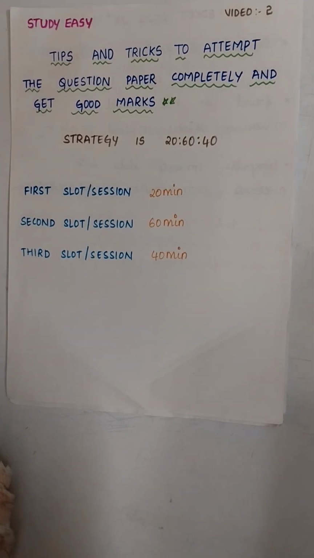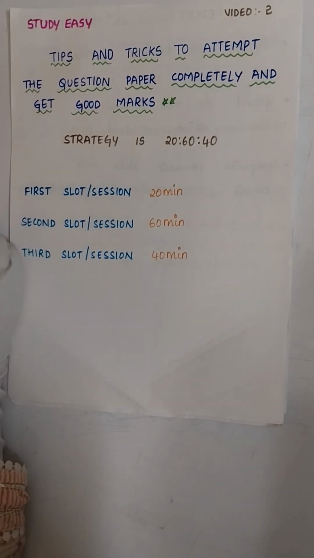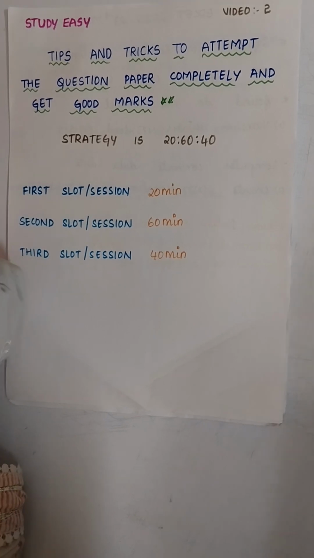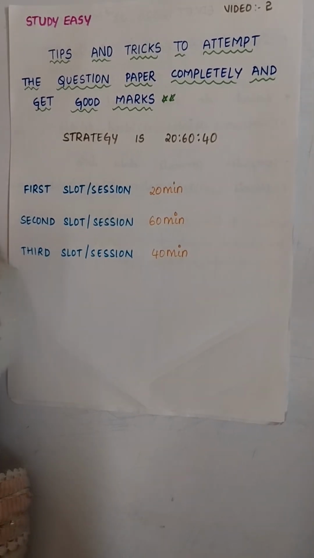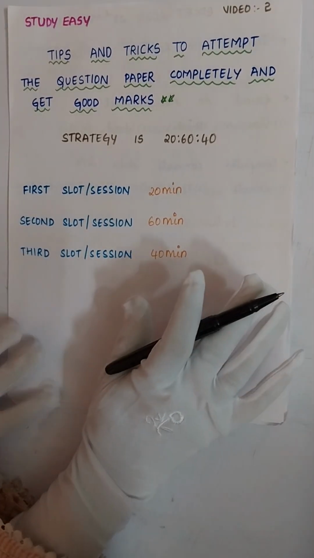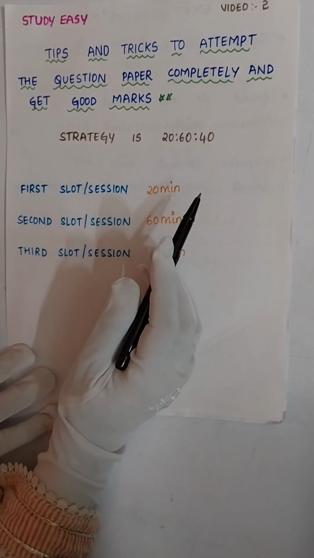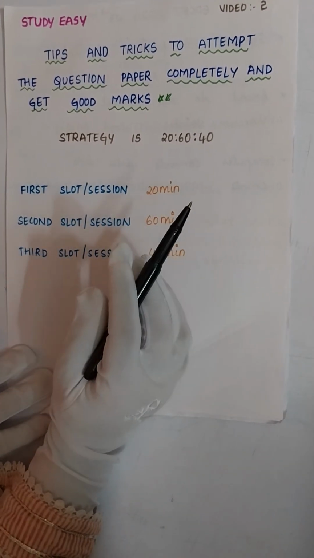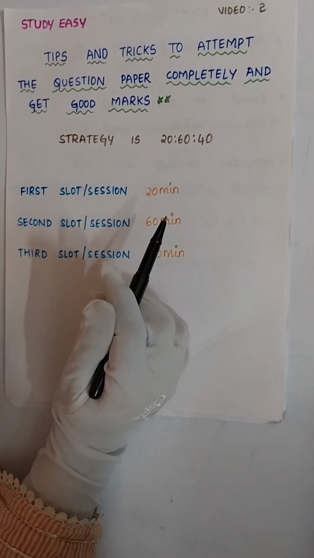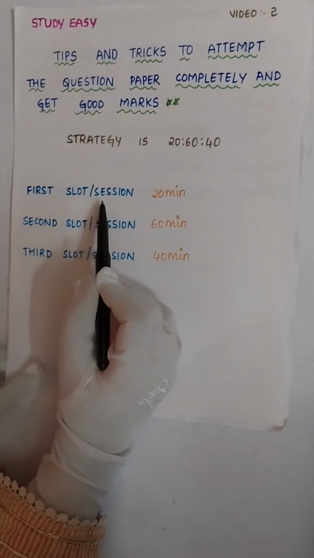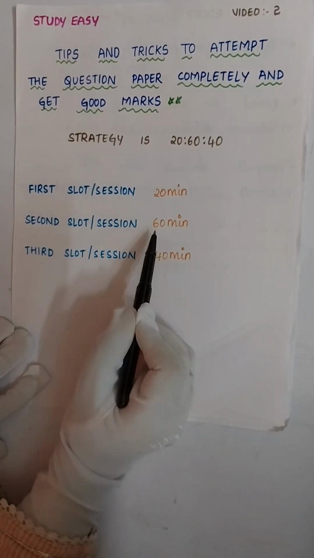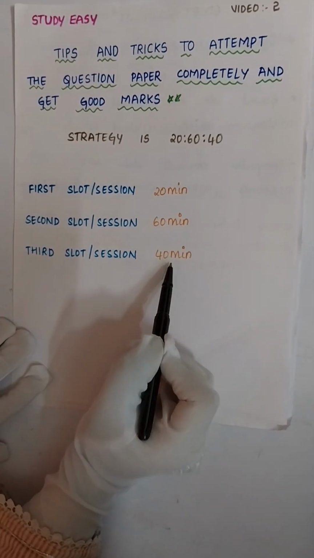So to attempt all questions, the first and foremost requirement is your preparation level. That is, you must be thorough in your preparation so that in less time you can answer many questions. The strategy which I am going to share is 20, 60, 40. The meaning of this is we are dividing our complete time of 120 minutes into 3 slots or 3 sessions. First slot or session is of 20 minutes. The second slot or session is of 60 minutes. The third slot or session is of 40 minutes.